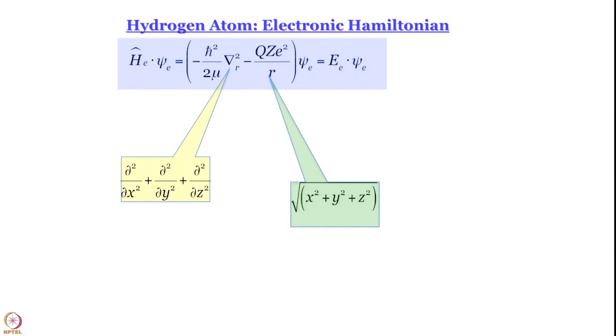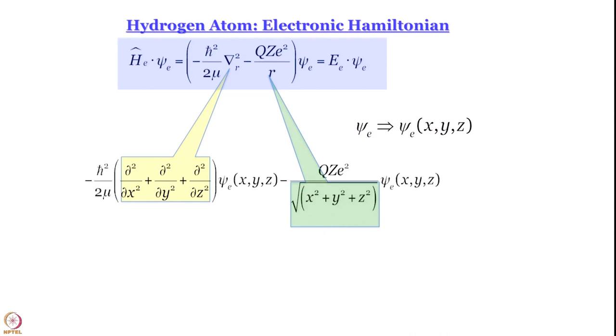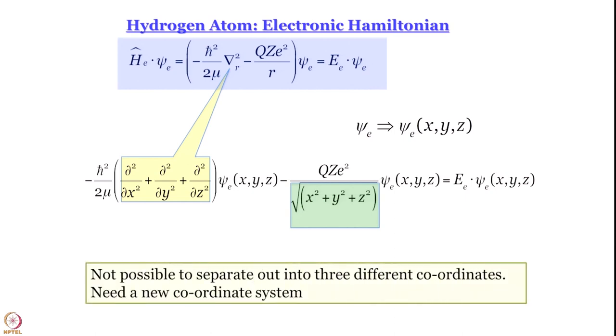The second term is the potential, minus Ze² by r, and r is the square root of x² + y² + z². And that is a problem, because this electronic wave function, which is a function of x, y and z, if you try to separate it out as ψe of x multiplied by ψe of y and multiplied by ψe of z, this term in the Schrodinger equation is going to create a problem. Because you cannot break it down into something in x multiplied by something in y multiplied by something in z. How do you do that with the square root of x² + y² + z²?